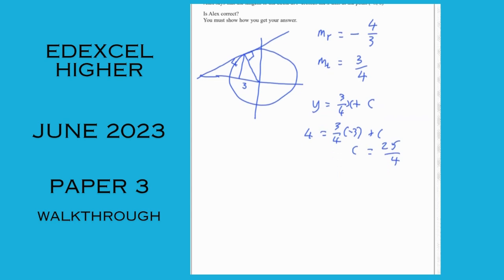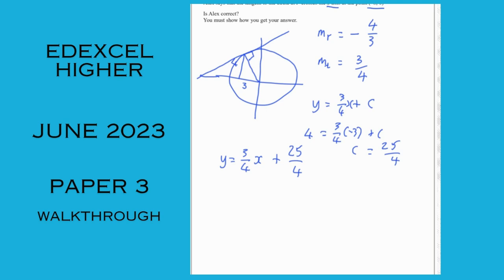Let's give myself a little bit more room. So we can now go a little bit further, that the equation of the tangent is y equals 3/4 x plus 25/4. The final bit of the logic is Alex says it crosses the x-axis at that point. Now, if you put those values in, you'll see that they don't work. You don't get two equal values. The left will not equal the right.